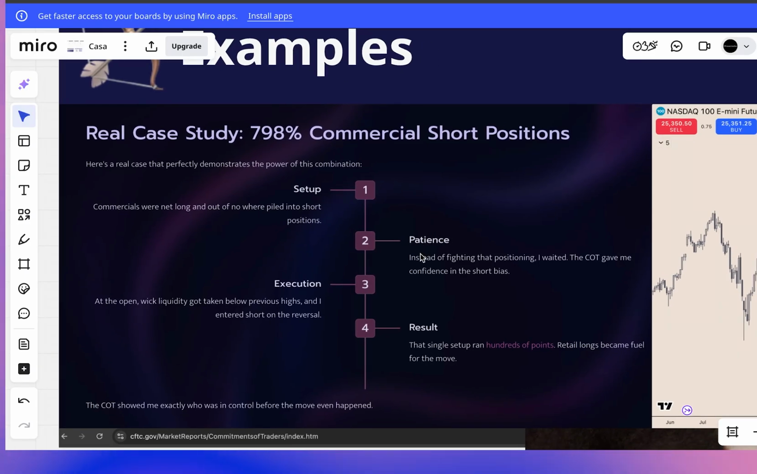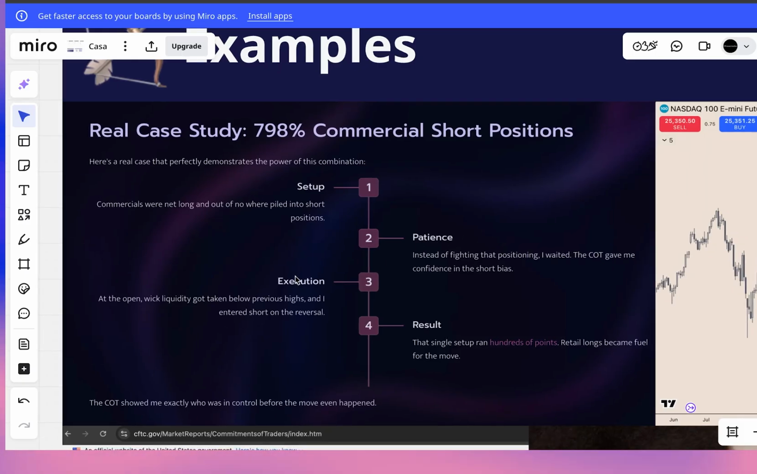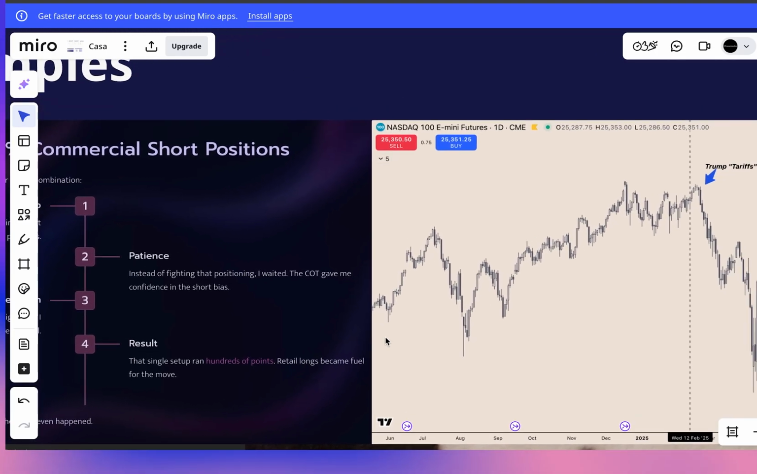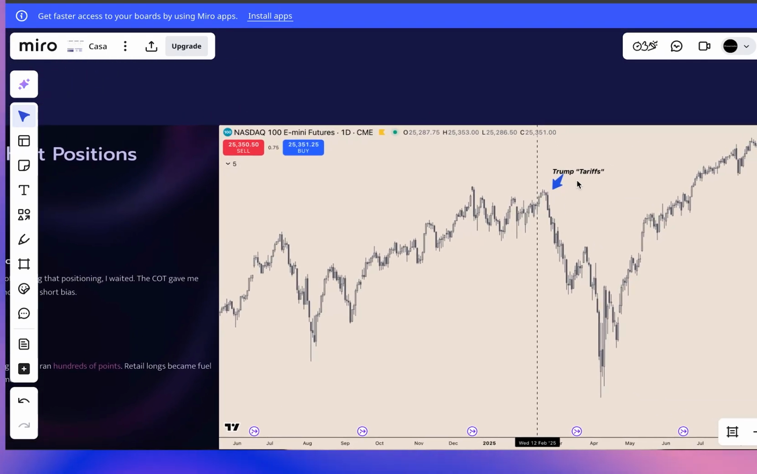Two, I was super duper patient. I was just intraday trading. I was waiting. I was observing price. And then COT gave me confidence in the short bias. And I just executed on Kez's Wick Theory after we took out, it was a daily time from Kez's Wick Theory. So we took out the previous day's high, created the fractal in price. And then, just ran. It flew. And it was a Trump tariff. I had no idea.